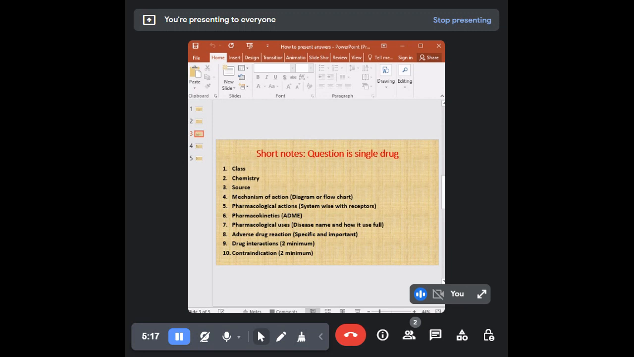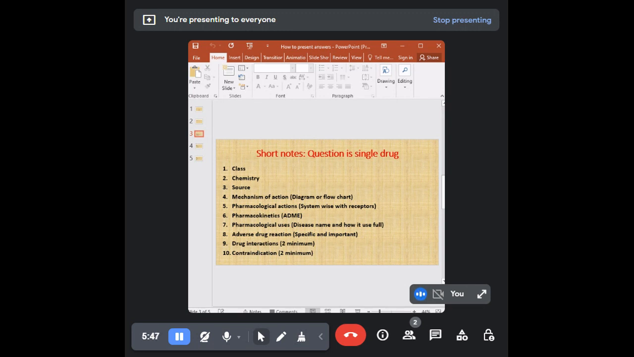Here, what you have to write for pharmacological actions is system, receptor, what is the action, what is the effect. Okay, I repeat: system, receptor, action, and effect. Like that, you make it as a table. Instead of writing everything as a paragraph, it won't give much impression, and it is also very difficult to correct. That's why for the mechanism of action you make the diagram and flow chart. For pharmacological actions you make the tables.